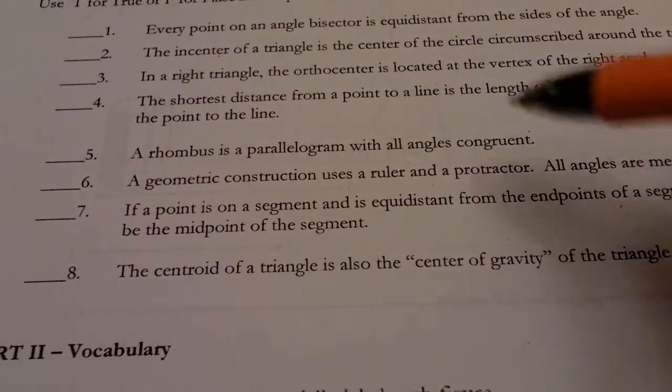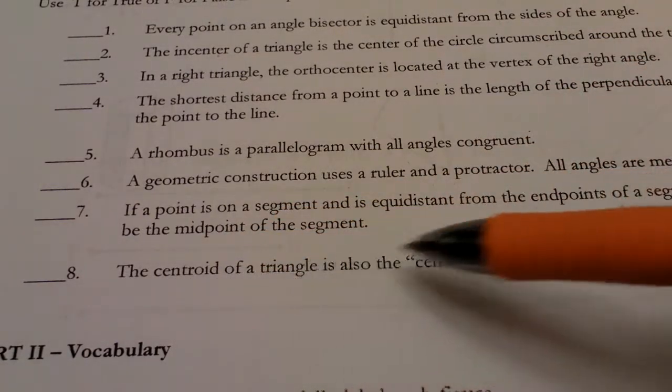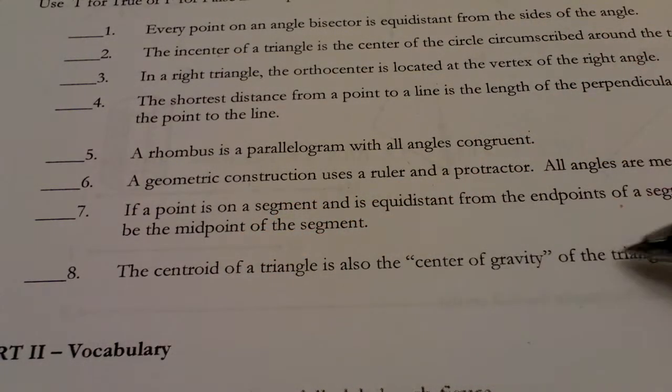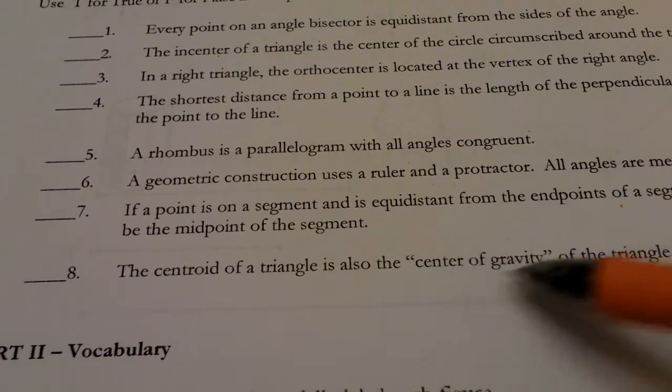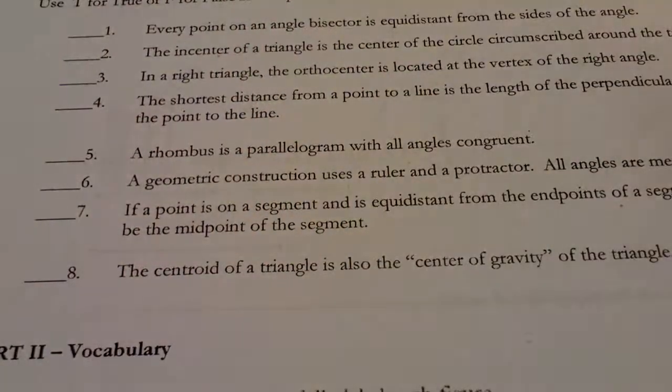That's true. The centroid of a triangle is also called the center of gravity of a triangle. Yes, that's true. We talked about that in class. The centroid is made up of the medians. Where the medians are concurrent, that's called the centroid, and that is the center of gravity. It's where you would balance it. If you were building in construction, you would put a support beam right there. That's what we use it for.